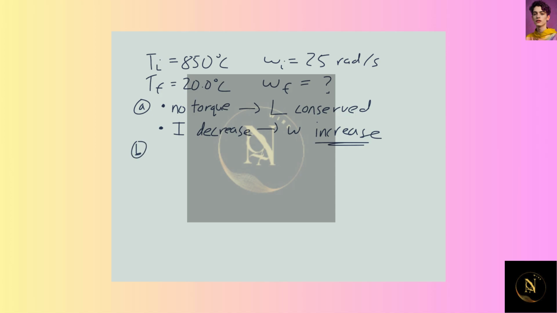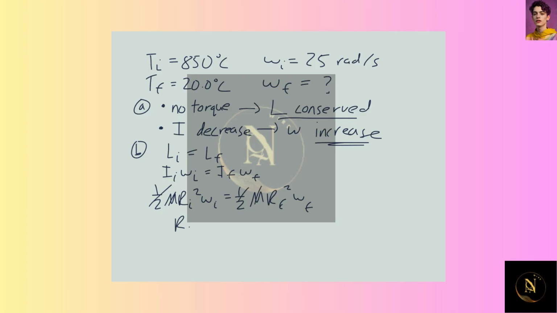Okay, so if angular momentum is conserved, that means that L initial equals L final. That means I initial omega initial is equal to I final omega final. And we know that the moment of inertia for a disk is 1/2 m r squared, so 1/2 m r initial squared omega initial is equal to 1/2 m r final squared omega final. The m's and the 1/2's will cancel.